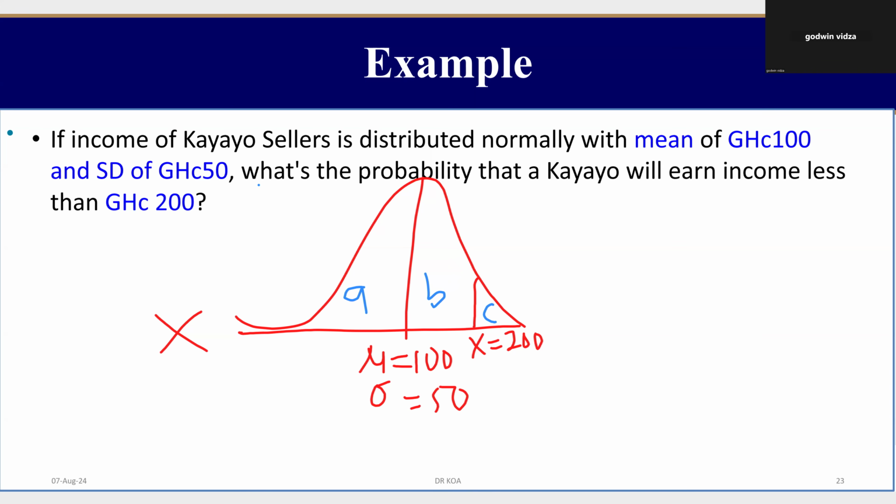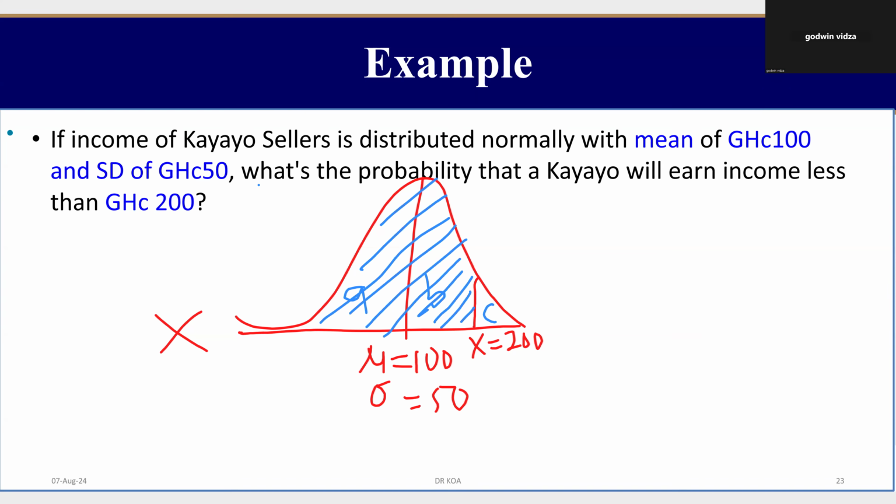Less than 200 will be B and A. Exactly. That's it. And so if you have shading, you have to shade this area here. And the shading will give you some good marks. So that's it. That's what you shade. So we are looking for that area.